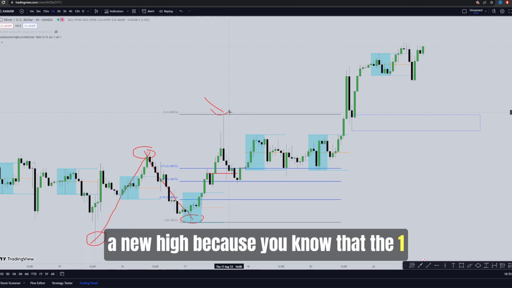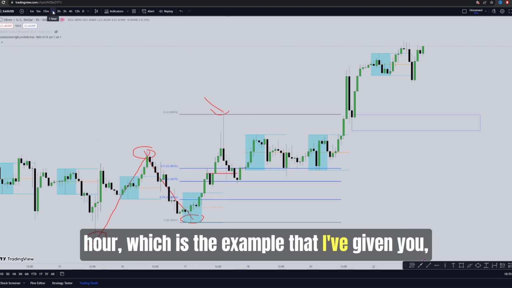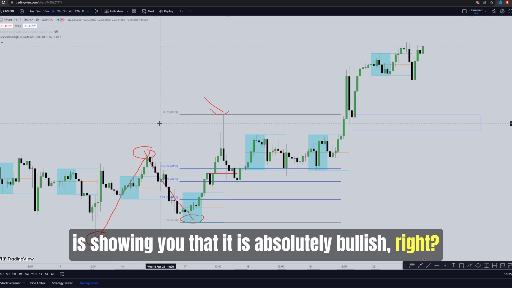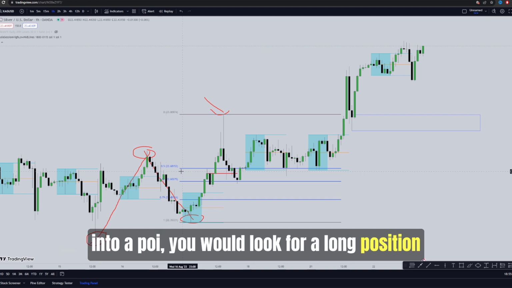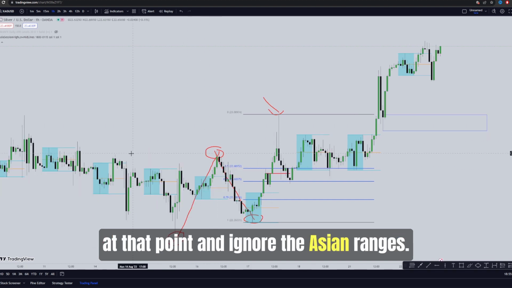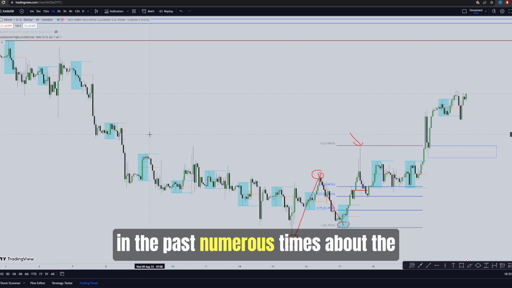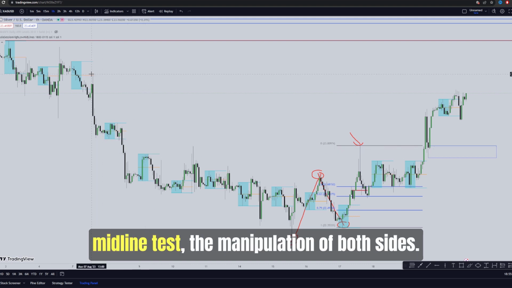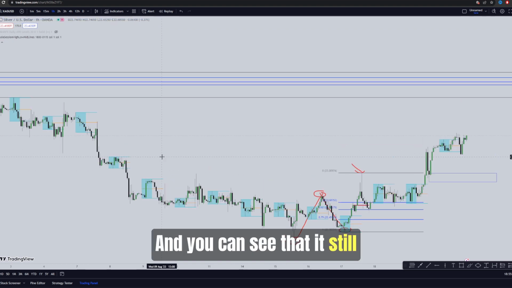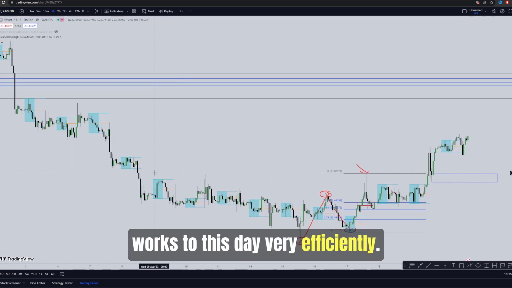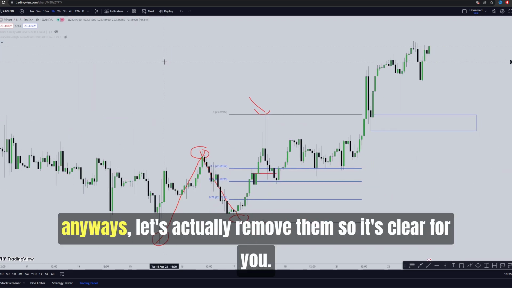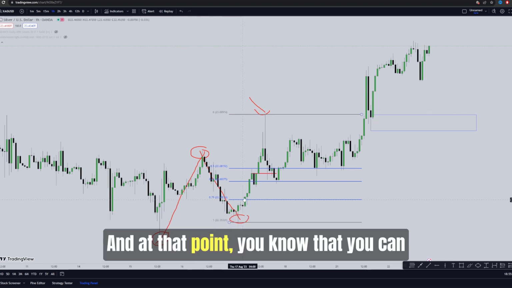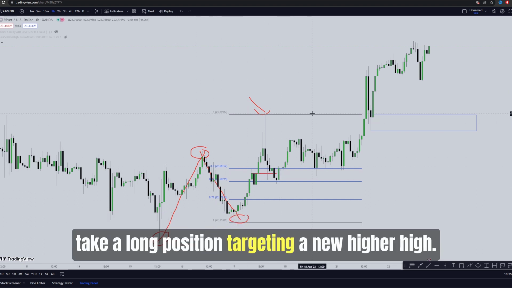position targeting a new higher high, because you know that the 1 hour, which is the example that I've given you, is showing you that it is absolutely bullish. And therefore, every time we pull into the 50% plus into a POI, you would look for a long position at that point and ignore the Asian ranges. This is a strategy that I've taught in the past numerous times about the midline test, the manipulation of both sides, and you can see that it still works to this day very, very efficiently. I mean, it does not get any better than this. But anyways, let's actually remove them so it's clear for you. And at that point, you know that you can take a long position targeting a new higher high.